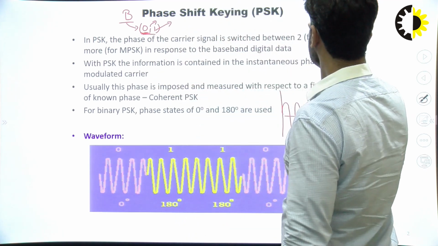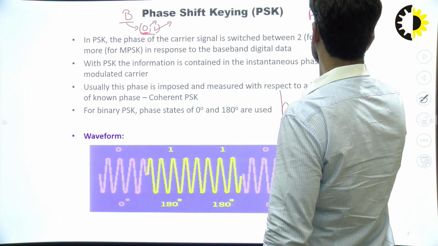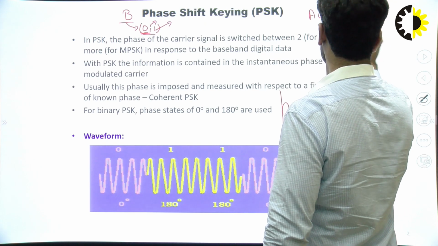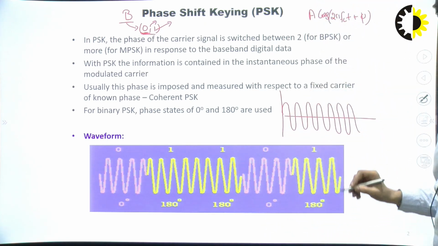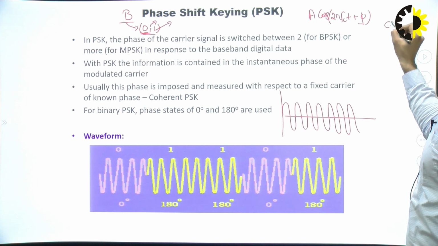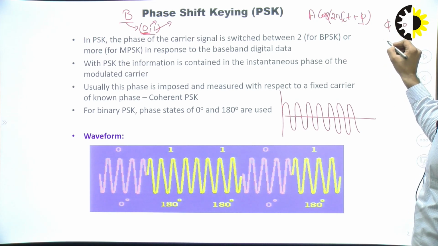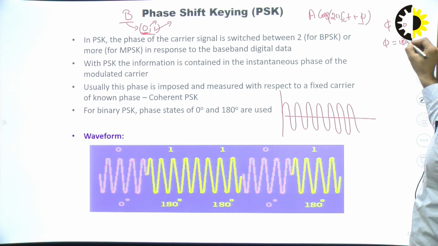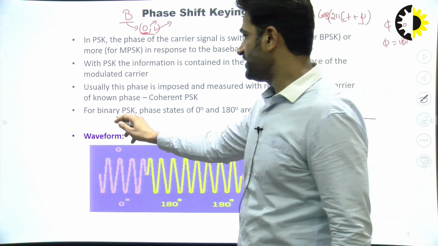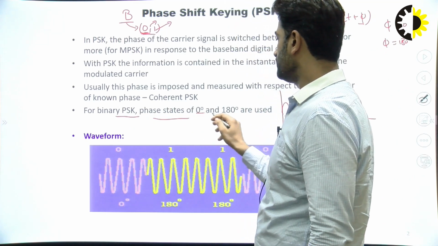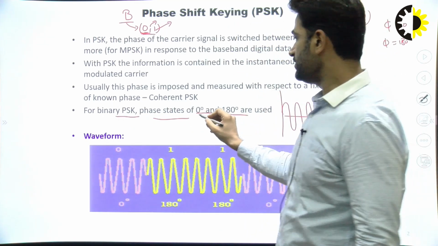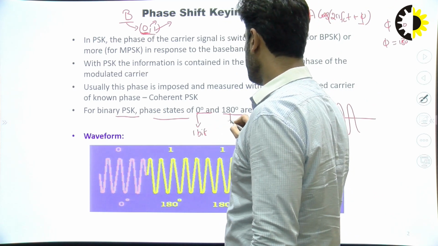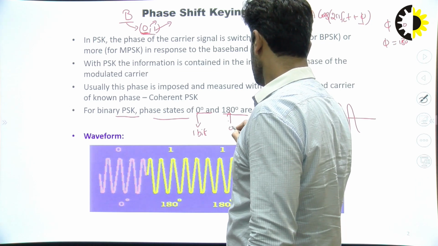Now the equation of the carrier signal is A cos 2 pi FCT plus phi. Now for the 1 bit, the phi will be 0. For the 0 bit, the phi will be 180 degree phase shift. Here for the binary PSK, the phase states are 0 degree or 180 degree: 0 degree for 1 bit and 180 degree for 0 bit.